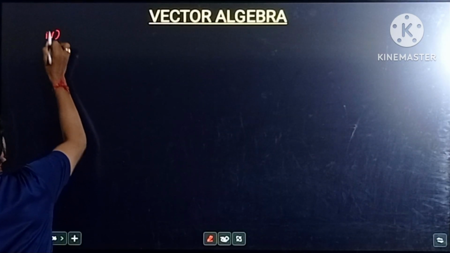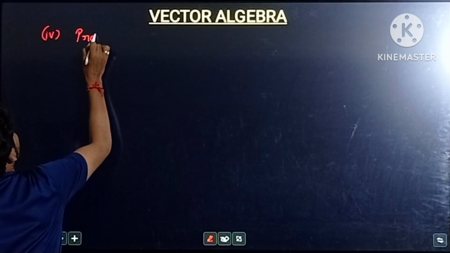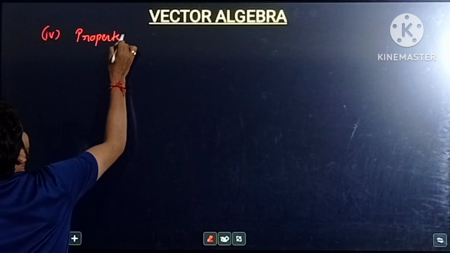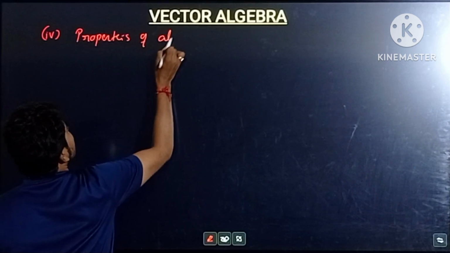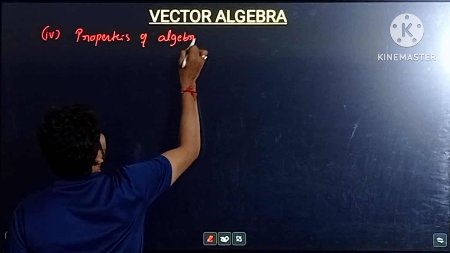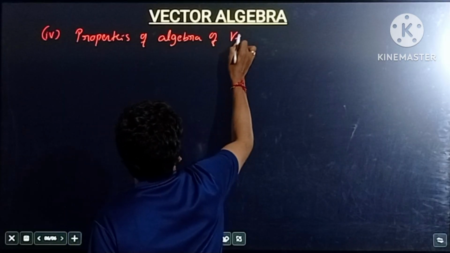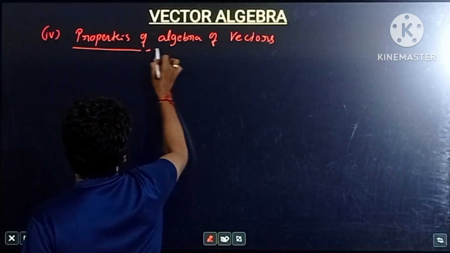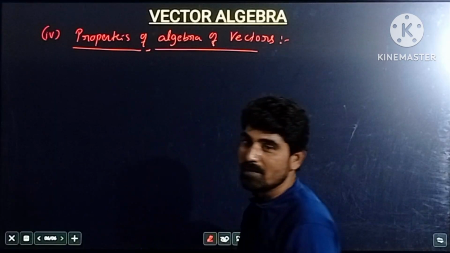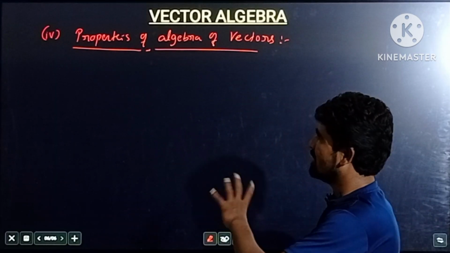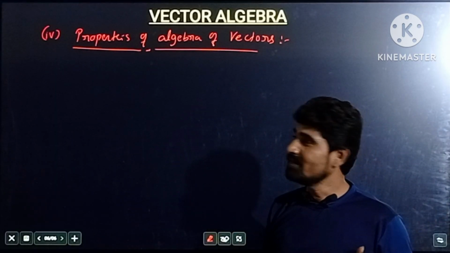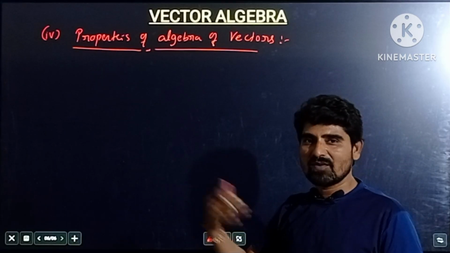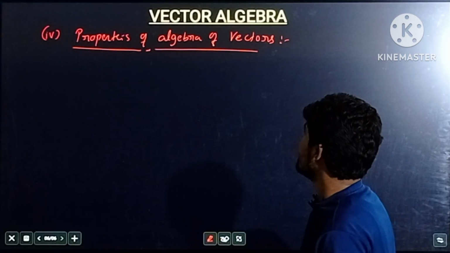Next concept is properties of algebra of vectors. Algebra of vectors is nothing but addition, subtraction, and multiplication of the vectors. So here I am going to discuss only addition and subtraction. Multiplication of vectors will come in the next exercise.